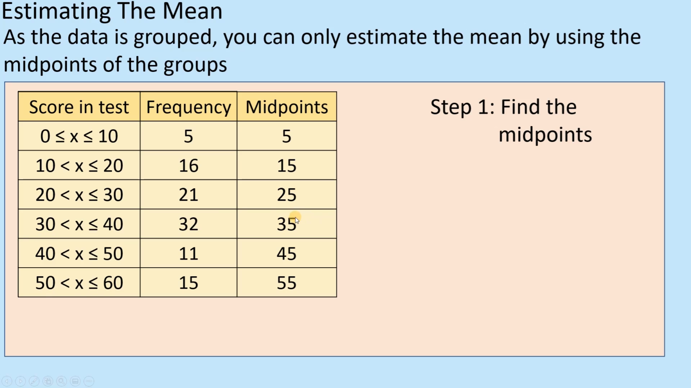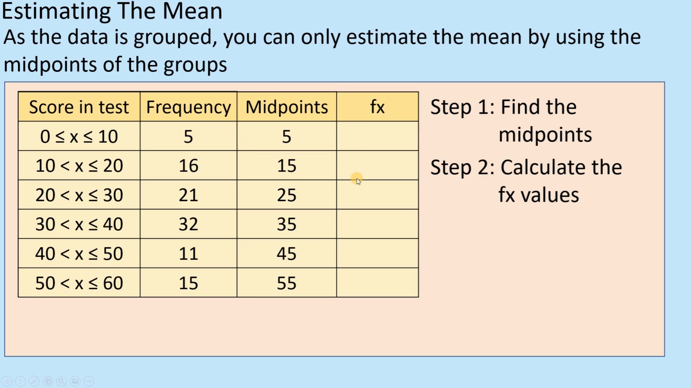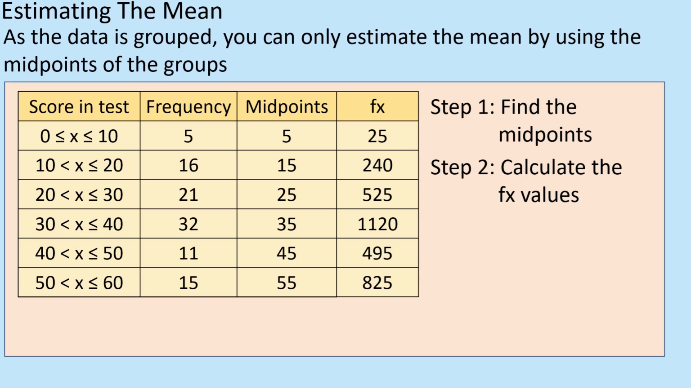At this point, we then treat this like a mean from a frequency table, exactly the same way. So we put another column in here called the FX column, where we times the frequency by our variable, and of course this is our variable this time where we've estimated what the values are, but we're going to times these two together, which is going to give us 25, 240, 525, 1120, 495, and 825.